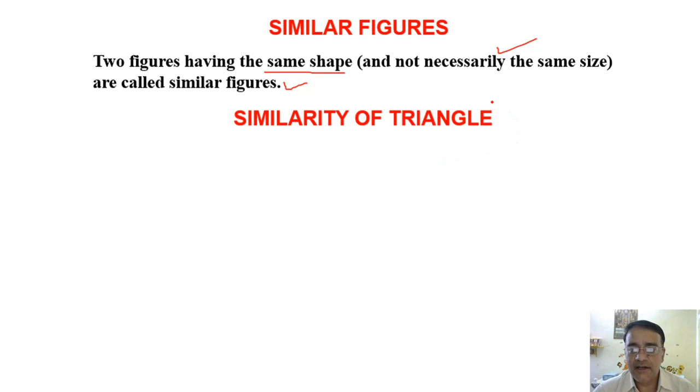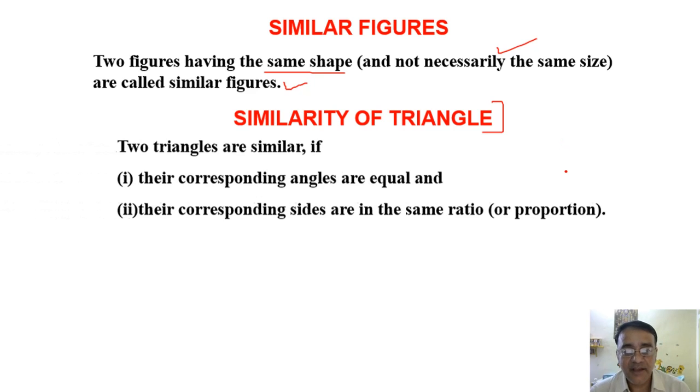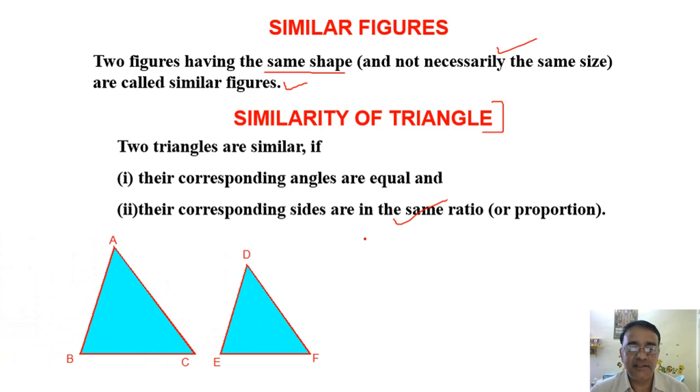And similarity of triangles: two triangles are said to be similar if their corresponding angles are equal and their corresponding sides are in the same ratio. So let us take two triangles ABC and DEF. In this, the corresponding angle of A is D, of B is E, and of C is F. So angle A equals angle D, angle B equals angle E, and angle C equals angle F. That is the first condition.